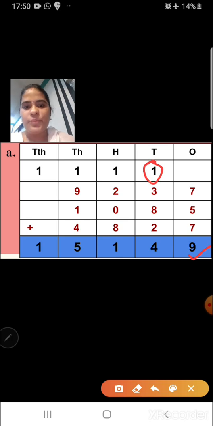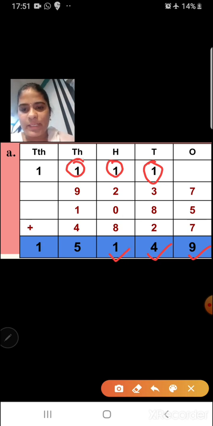In tens place, we have 1 plus 3 plus 8 plus 2, which is equal to 14. So 1 will be carry over in hundreds place and 4 we have to write in tens place. The next place in hundreds place, we have 1 plus 2 plus 0 plus 8, which is equal to 11. 1 again will be carry over in the thousands place and 1 we have to write in hundreds place.